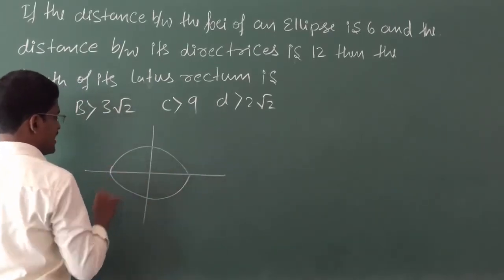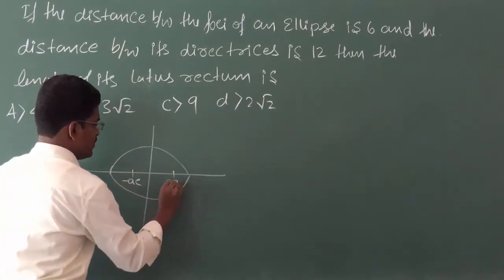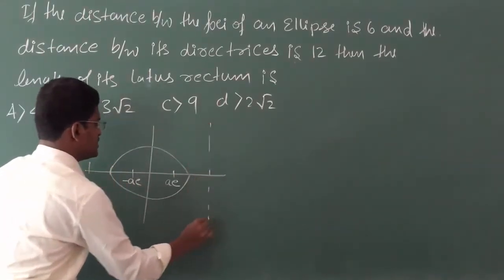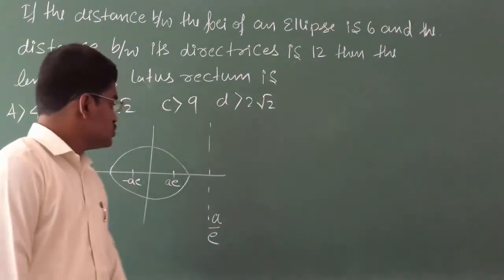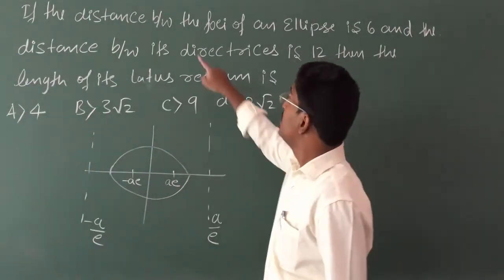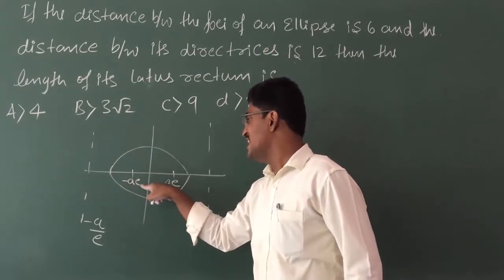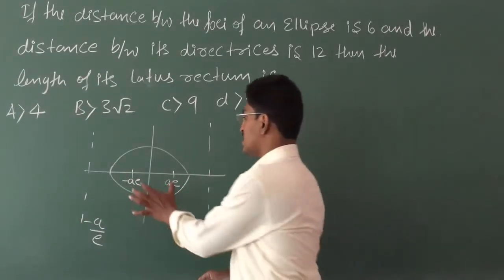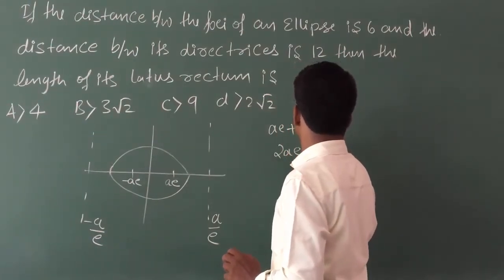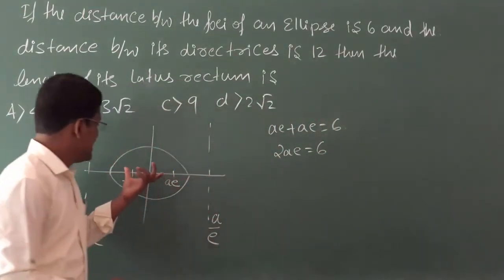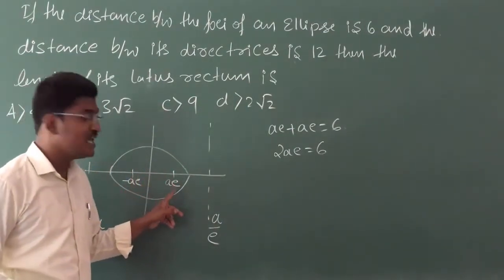Clear? So let us take this is an ellipse where these are the foci, minus AE and plus AE. These will be the directrices, that is minus A by E and plus A by E. Clear? So now what is the relation between these foci? The distance between the foci is 6 units. That means the distance from minus AE to plus AE is 6. That is 2 times AE is equal to 6. That is AE plus AE is 6.